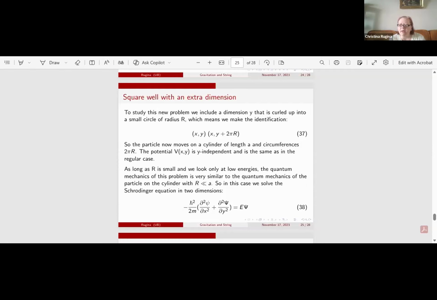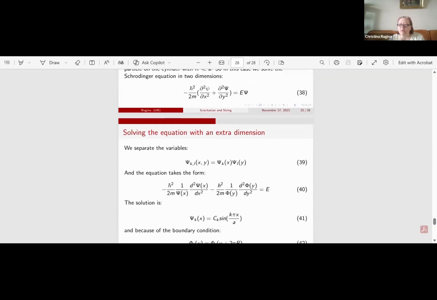So the potential V(x,y) is y independent and is the same as in the regular case. The potential doesn't change. So the equation now looks the same way. The potential is 0 between 0 and a, and there is no dependence on y of the potential, so that's always 0 in the y direction. So we have this equation now, a two-dimensional differential equation. Now we know how to solve this one.